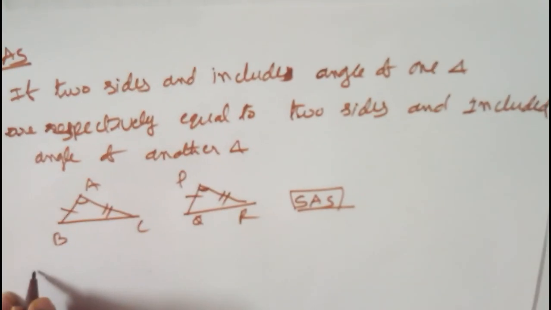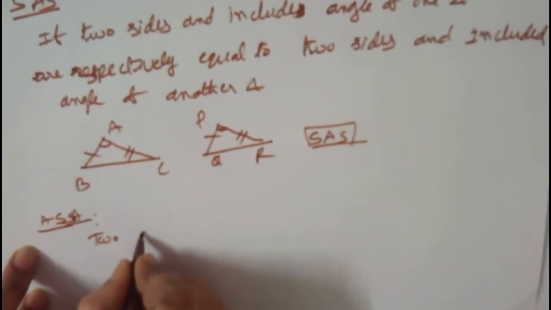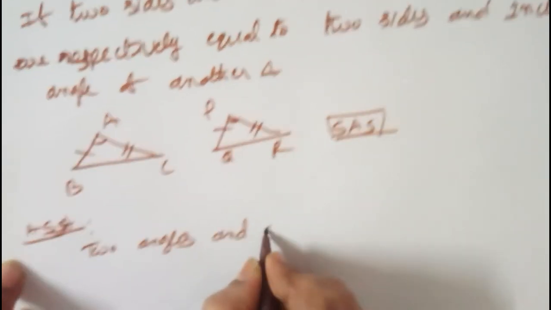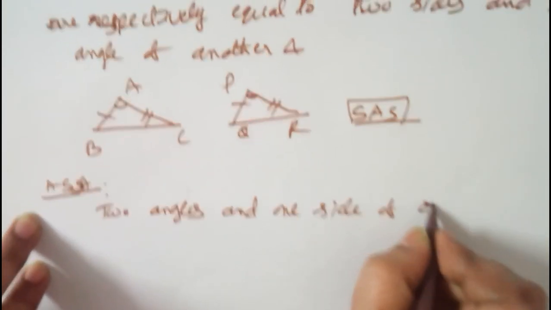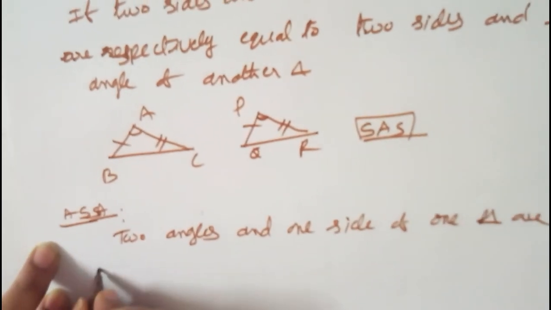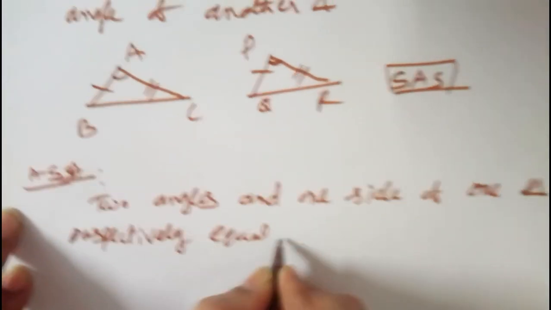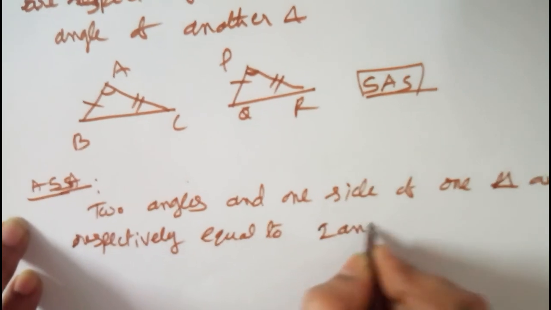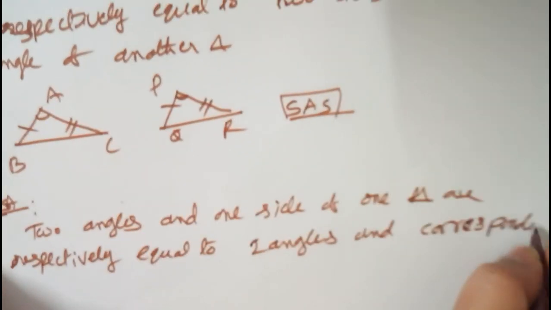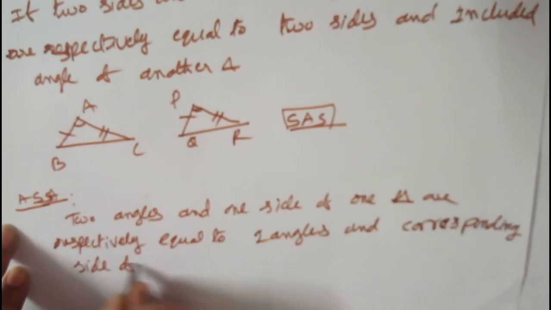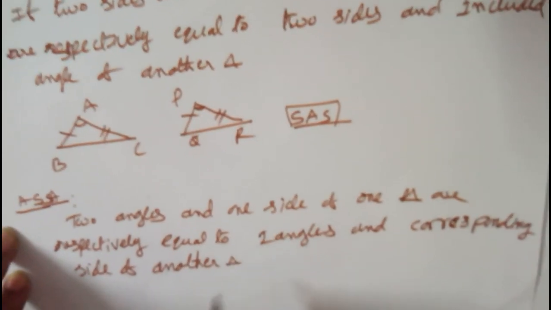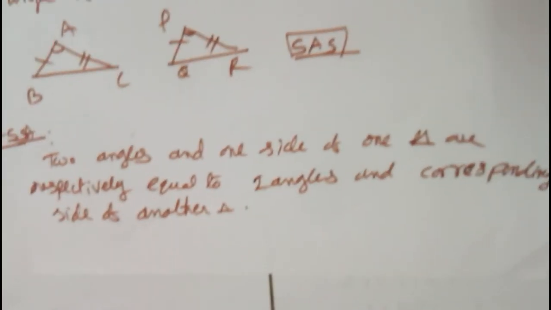Now second one is ASA. Two angles and one side of one triangle are respectively equal to two angles and the corresponding side of another triangle. Then we can say that these two triangles are congruent.